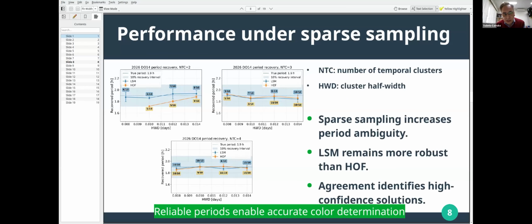So we can see that sparse sampling, of course, increases period ambiguity. Usually in our sample, the Lomb-Scargle method remains most robust. So this is usually an easier period estimation to get than the high-order Fourier. But the agreement identifies a confident solution. And once you get 3 or 4 temporal clusters, usually you get a pretty reliable preliminary rotation period.